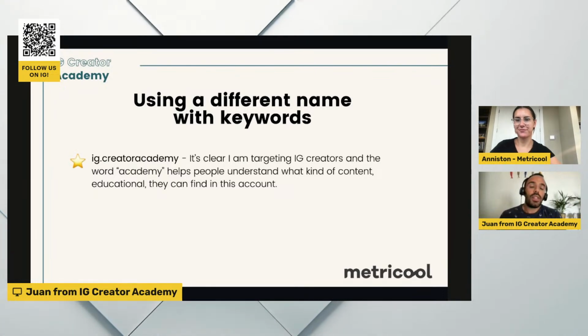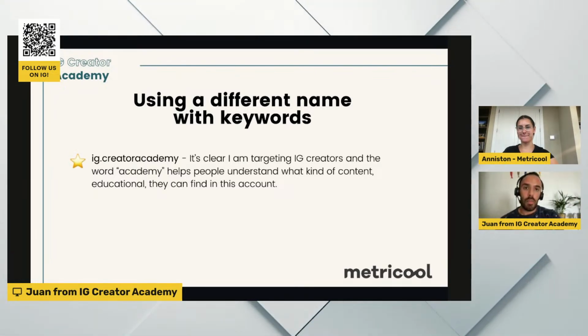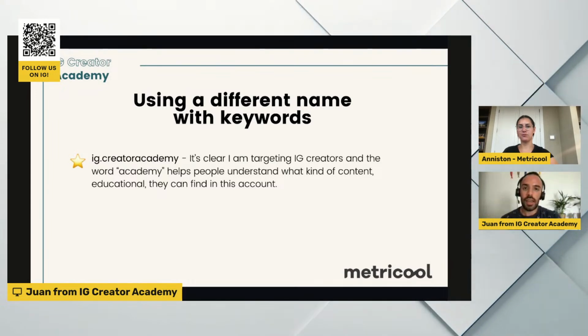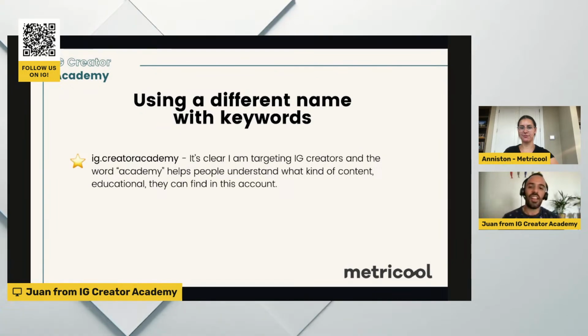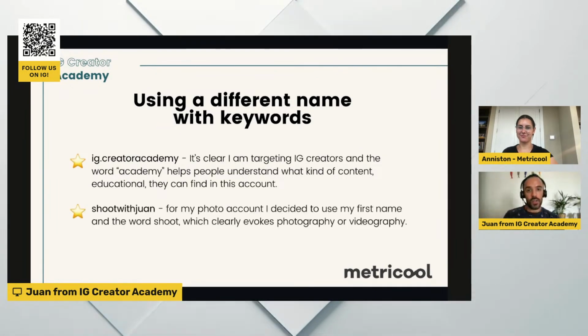Or you can also use a different name with keywords, like in my case. In my account, I'm using IG Creator Academy. So it's very clear here that I'm targeting Instagram creators, and the word academy helps people understand what kind of content I am creating, which is educational. But I also have a travel account.